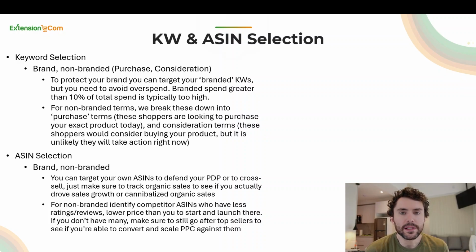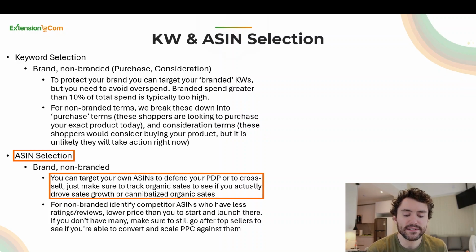Okay, now that we've gone through keyword selection, let's talk about ASIN selection. So again, you can do brand, you can target your own ASINs, and this can help you defend your product detail page. What I mean by that is you'll cover up the ads from your competitors, or you can cross-sell, right? You could say, hey, this is our cheaper version, or hey, this version goes well with that version, or whatever. And you can cross-sell across product lines. And again, make sure you track your organic sales if you are doing this strategy to make sure you're actually driving organic growth and you're not just cannibalizing organic sales.